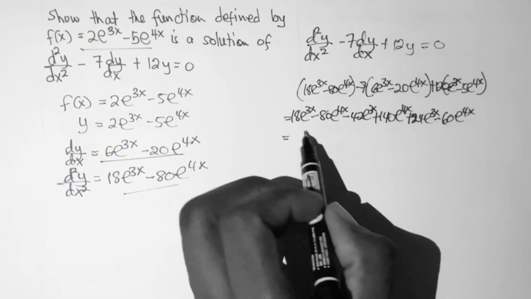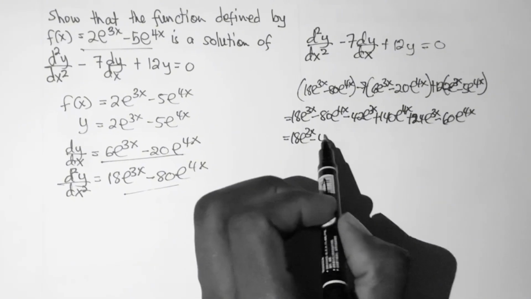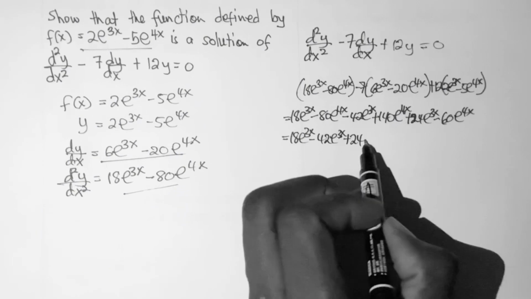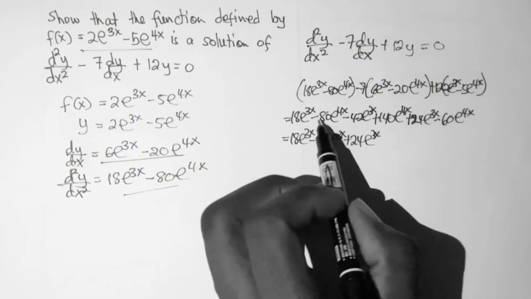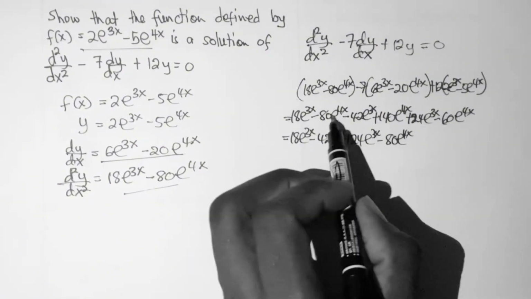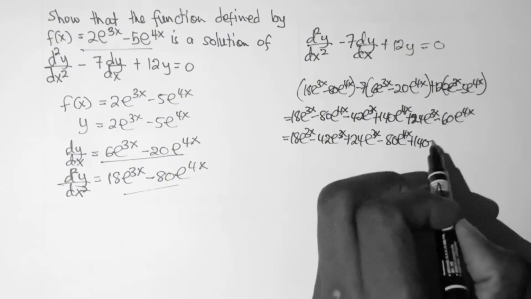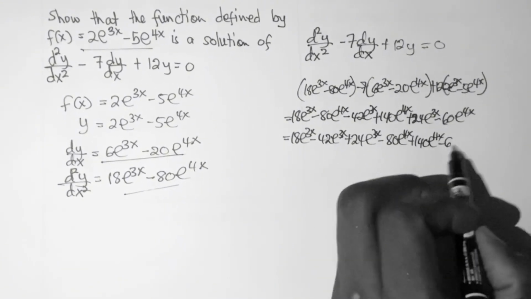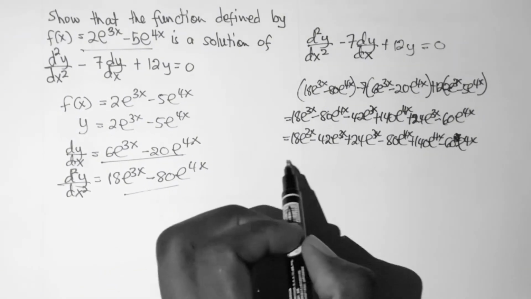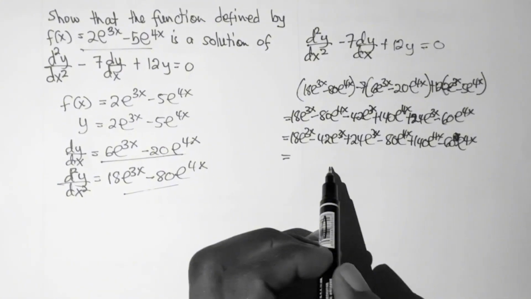So let's group like terms. So we have 18e^(3x), then minus 42e^(3x). Then we have plus 24e^(3x). Then here we have minus 80e^(4x), and then here is also plus 140e^(4x). Then minus 60e^(4x). And this is equal to, you see that 18 plus 24 is 42.